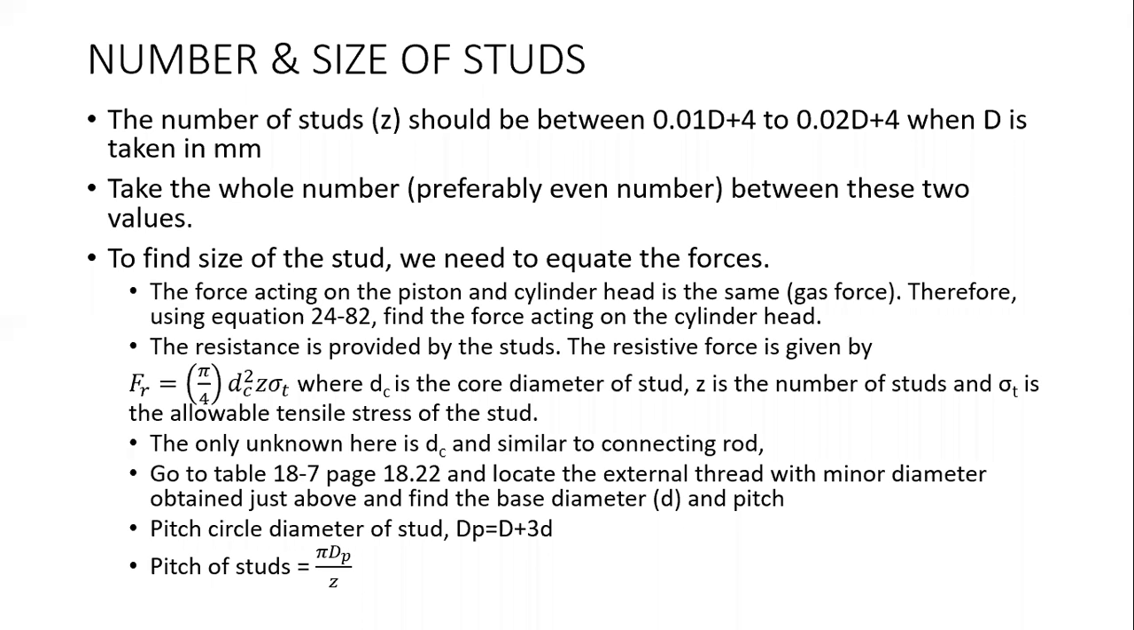So the resistive force Fr is given by pi by 4 dc square times i times sigma t. Dc is what we have to find out, that is the core diameter. i is the number of studs that we have already found, and sigma t is the allowable tensile stress of the stud. The tensile stress keeps on varying. As I have told you earlier, in bolts we have the markings. Do you remember there is 8.8, 10.9, all those markings? I have shown it while we were in the lab.